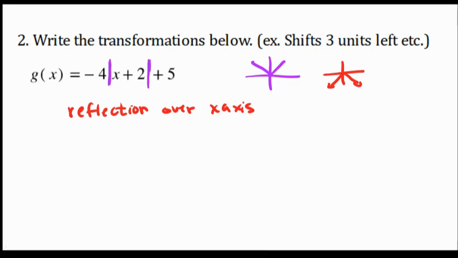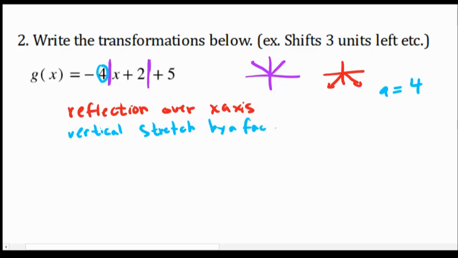The second one I see here is this a value, the number that's being multiplied by my absolute value function. I see my a value is 4, so I say that there is a vertical stretch by a factor of 4, because that is stretching out our absolute value function, multiplying all the values by 4.